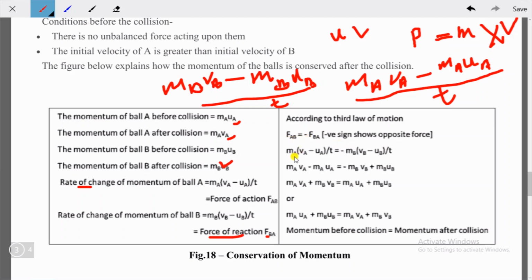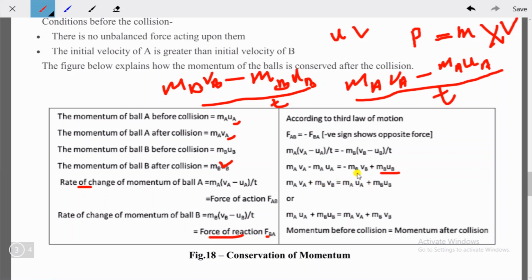So we will put the values: MA into VA minus UA divided by T equals minus MB into VB minus UB divided by T. So here T on both sides of the equal sign is in the denominator, so we'll cut that out. Then what will remain? We'll multiply MA into VA minus MA into UA. Then minus into minus, it will be MB into VB, then minus minus it will be plus MB into UB simply. So this one we can write.